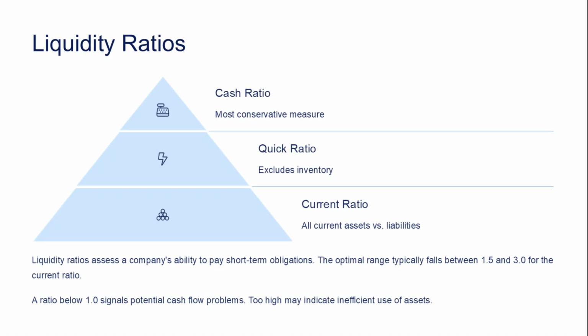3.0. A current ratio below 1.0 signals potential cash flow problems, while a very high ratio may indicate inefficient use of assets. It's important to understand these ratios and where a company's liquidity stands relative to industry norms and best practices.